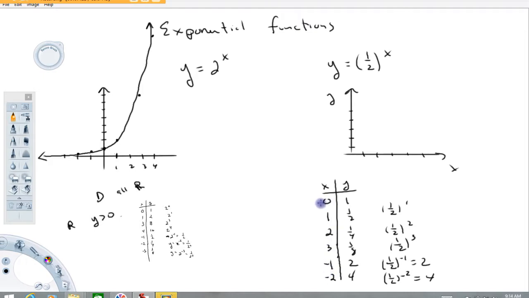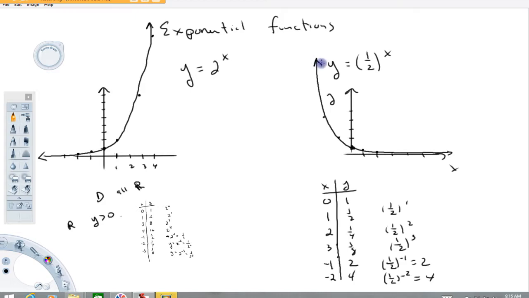As I plot these, I'll just start here and move down. So 0, 1, then 1, 1/2, then 2, 1/4, barely above the axis here. 3, 1/8, again, barely above the axis. So you'll notice that it basically does this, and it rides along that axis very closely. Now going the other way, -1, 2, -2, 4. So you see that it's getting big in the other direction, kind of in a hurry.